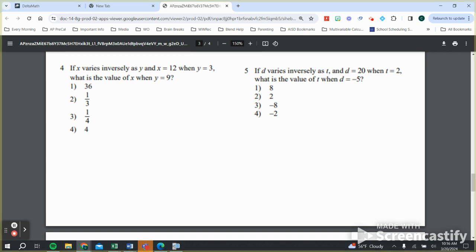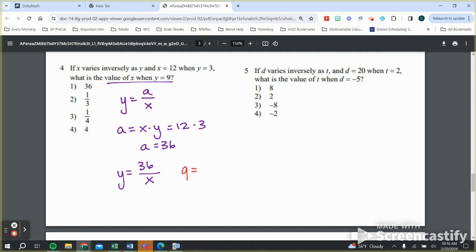So when we're looking at something like this, varies inversely, y equals a over x. We need to figure out a first so that we can then solve this problem. Remember, to get a, we just multiply x times y. So we're going to do 12 times 3, which is 36. So we use y equals 36 over x to solve our problem. When y is 9, we're trying to solve for x. So x is equal to 36 divided by 9, which is 4. And there's your answer.